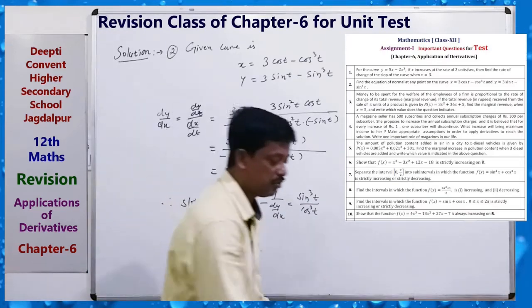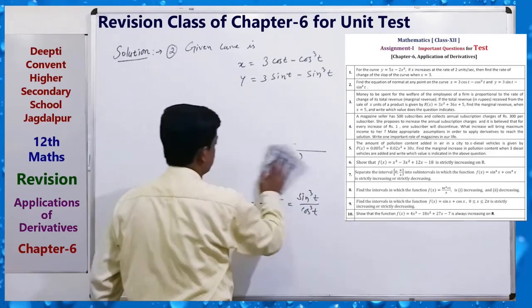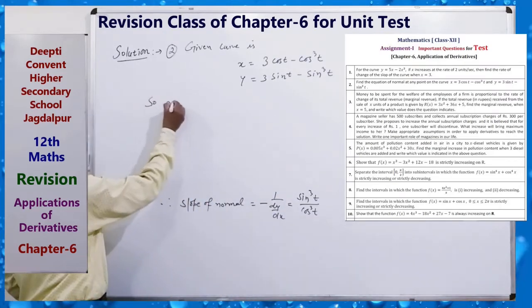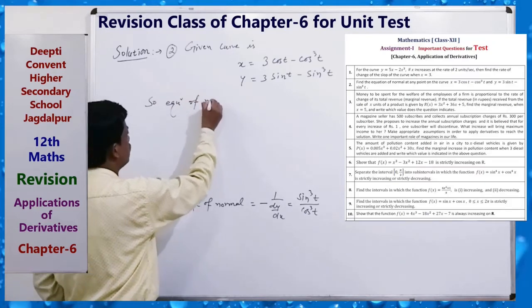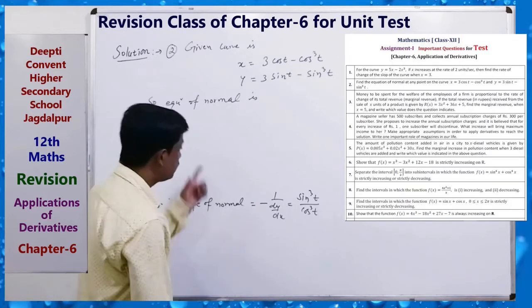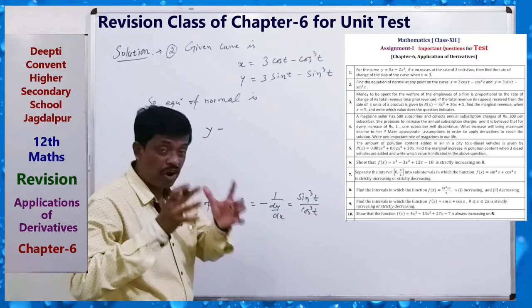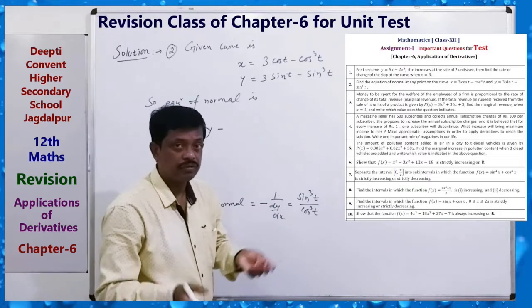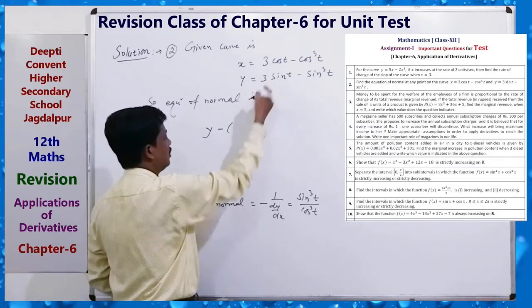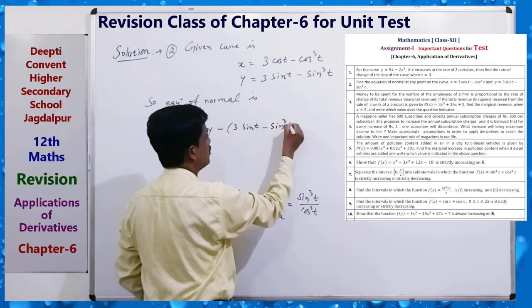Now the equation of normal will be what? Because we have to find the equation of normal. The equation of normal is y minus y1. y1 means the point on the curve; we can suppose this is the point. So y1 means this: 3 sin t minus sin cube t.